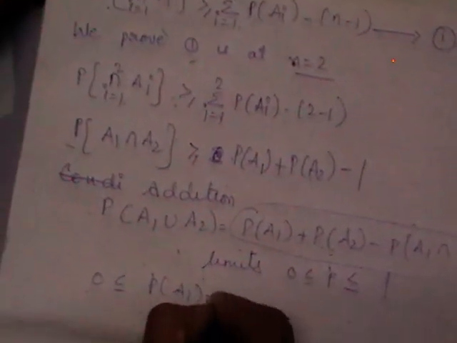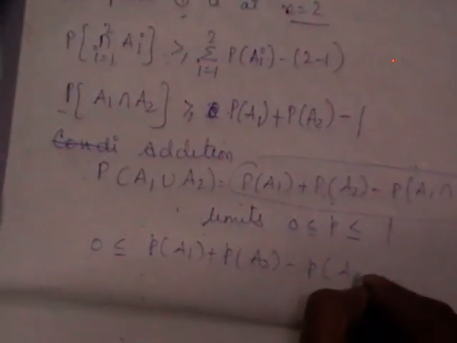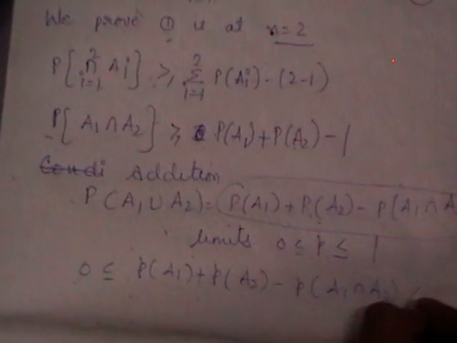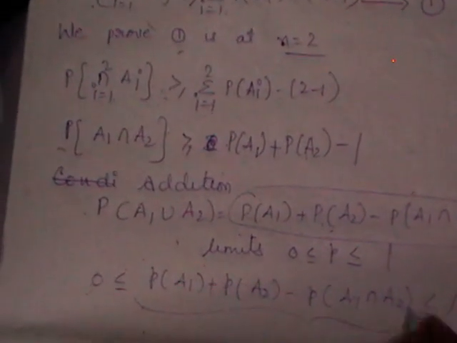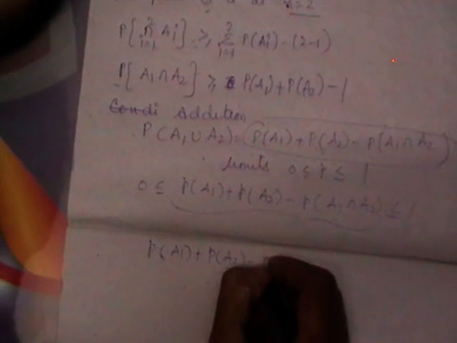0 less than or equal to P of A1 plus P of A2 minus P of A1 intersection A2. As the probability is always less than or equal to 1, this statement is valid, as this entire expression stands for a probability. Always this is less than or equal to 1. So I can write P of A1 plus P of A2 minus P of A1 intersection A2 less than or equal to 1.